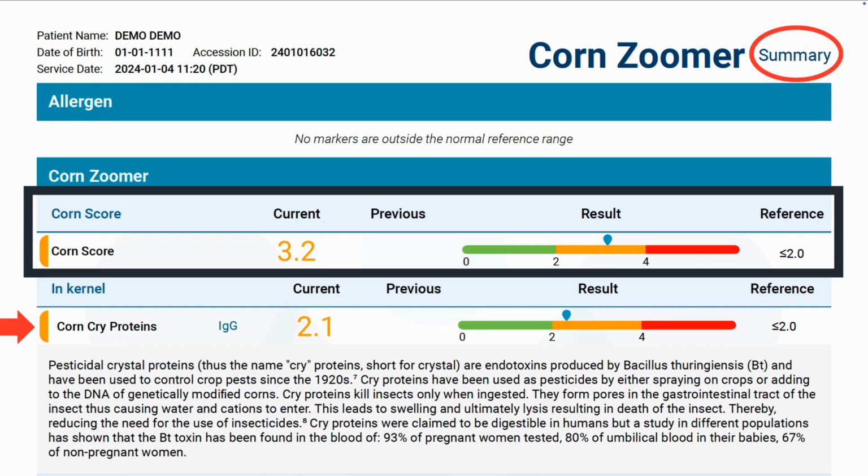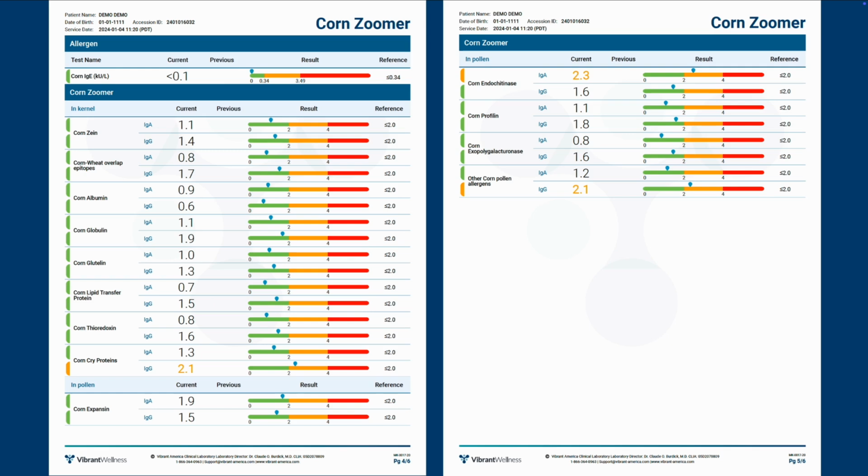The summary starts with the Corn score, and note this patient has a moderately elevated score of 3.2, and then it lists all elevated and moderately elevated results along with an interpretive comment. And then the full report lists the levels of all markers, including corn IgE, and note this patient is not allergic to corn, as well as the antigens found in the corn kernel like corn albumin and corn cry proteins, and the antigens found in corn pollen like corn expansin and corn profilin.